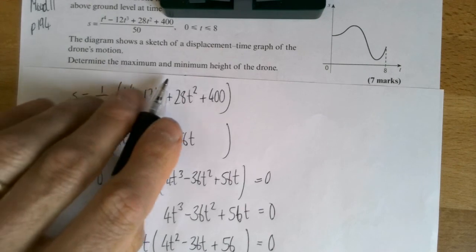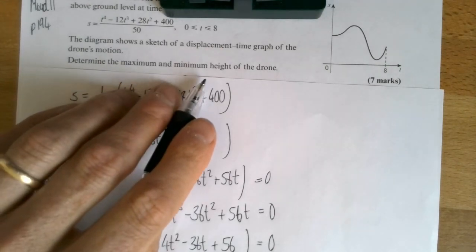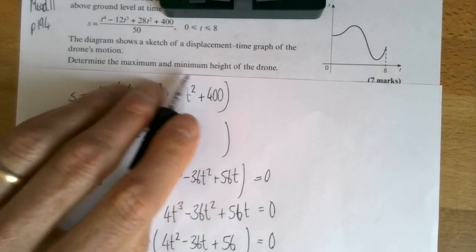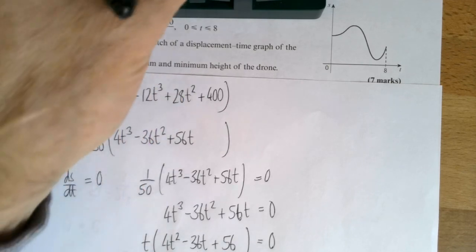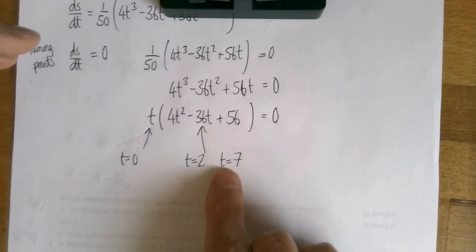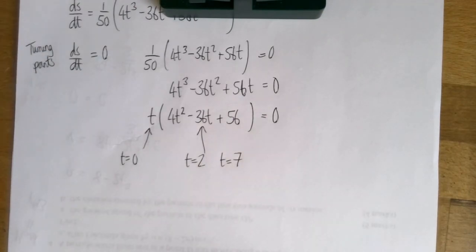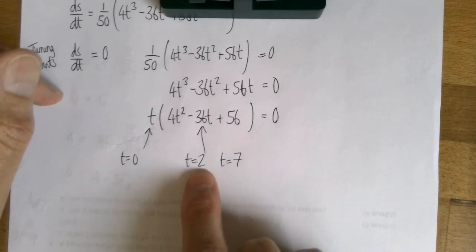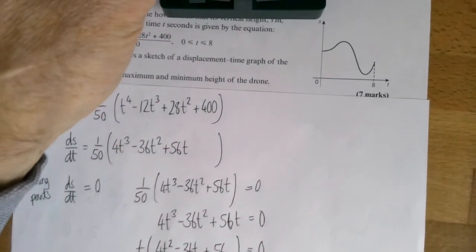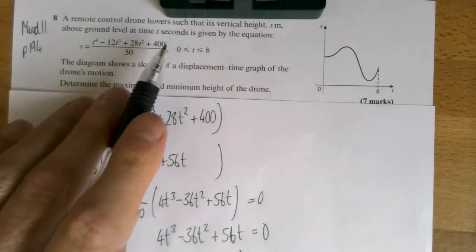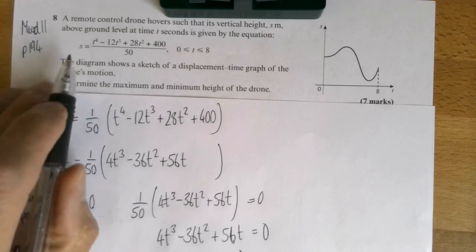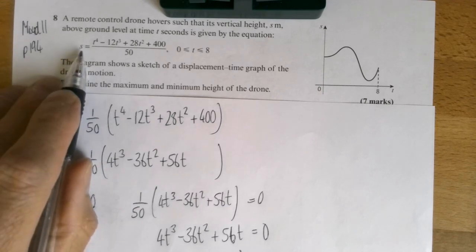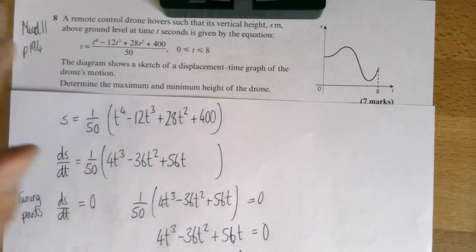And are we asked to find the time of the maximum minimum? No, we're not. We're asked to find the maximum minimum height at those times. So all I now need to do is go back to my original s equals function, and I can substitute in these two values. I can use the trick that we use with integration, where you can set x to 2 and then type in the original function using x's. See if you can calculate for me the maximum and minimum height by working out the value of s when t is 2 and when t is 7.